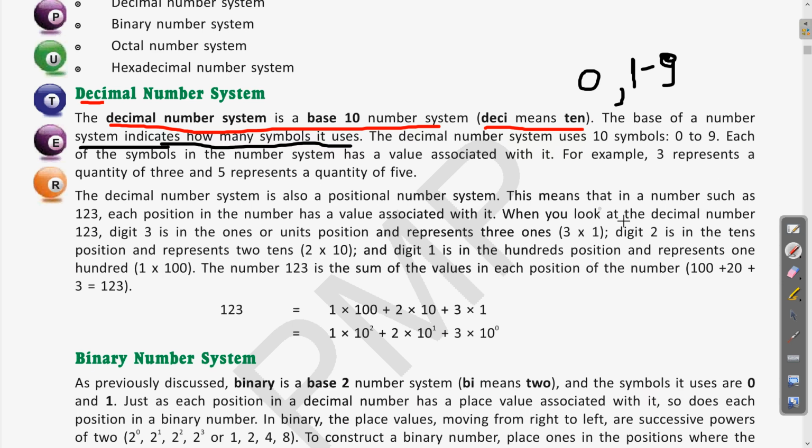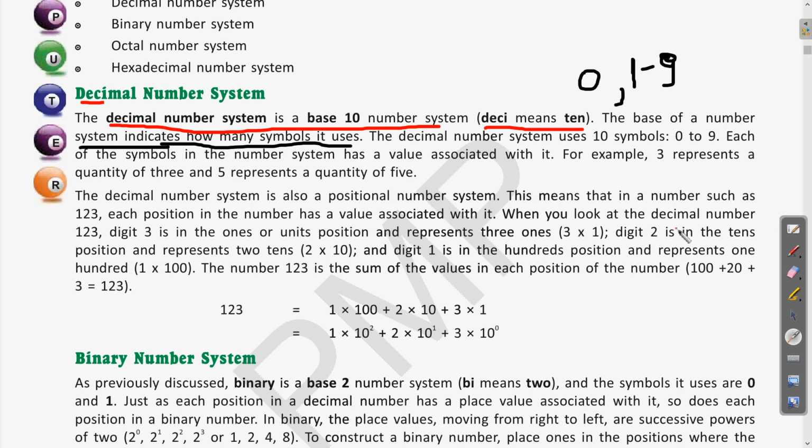So each of the symbols in the number system has a value associated with it. Clear? For example, 3 represents a quantity of 3 and 5 represents a quantity of 5. Whatever digit we are using in this decimal number system has some value according to its position. So the decimal number system is also a positional number system. All of these, decimal and binary, are positional number systems.